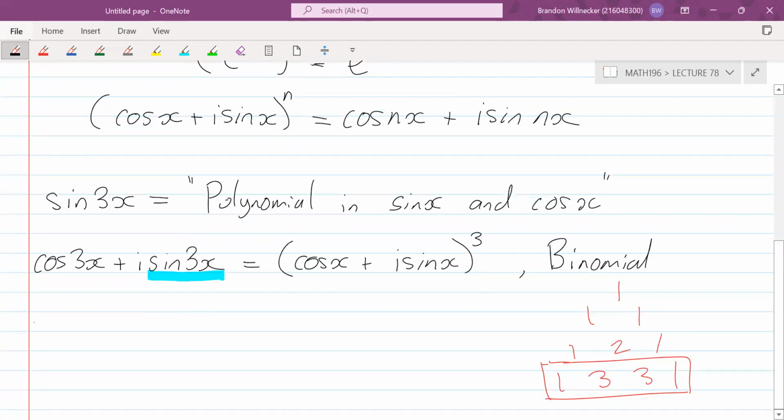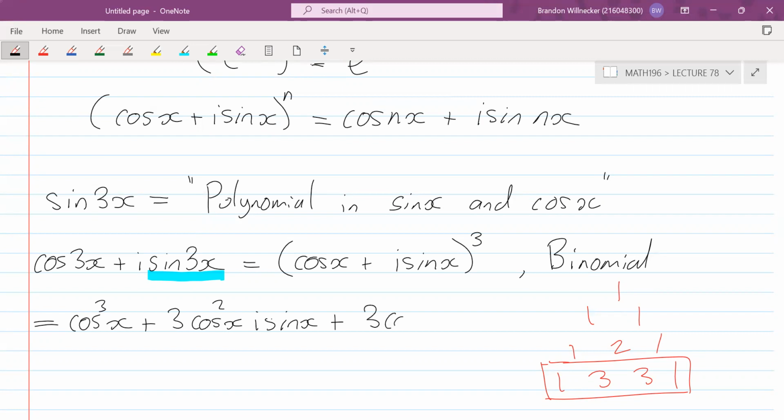So this is going to be equal to, the first coefficient is 1, so cos cubed x, plus the next coefficient is 3, so 3 cos squared x times i sin x. The next coefficient is 3, so we have 3 cos x times (i sin x) all squared. And the last coefficient is 1, so we have (i sin x) cubed.